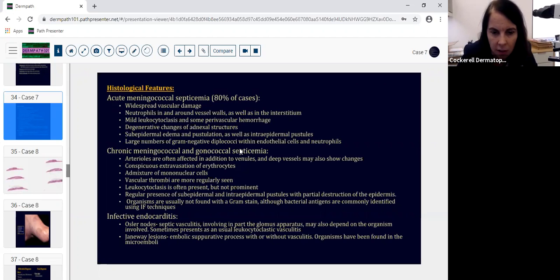In chronic meningococcal and gonococcal septicemia, the arterioles are often affected in addition to the venules, and the deep vessels may also show changes. There's conspicuous extravasation of erythrocytes, admixtures of mononuclear cells, vascular thrombi are more regularly seen, and leukocytoclasis is often present but not prominent.